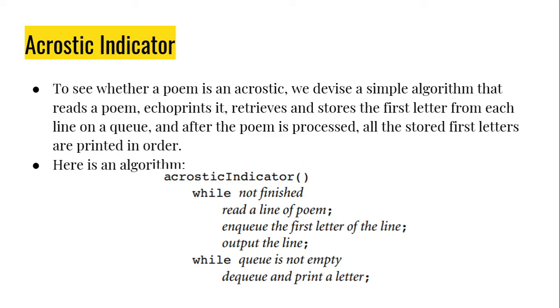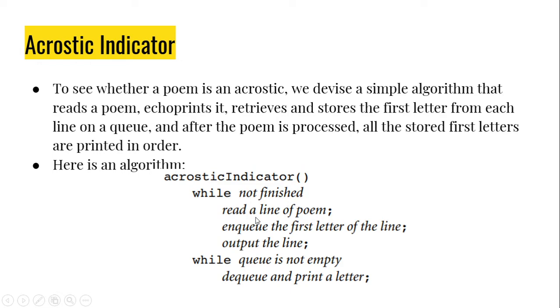We read the poem into the program, echo-print the poem, and retrieve and store the first letter from each line. We put it in our queue, and after the poem is processed, all of the stored first letters are printed in order. Now, this is a very simple algorithm. We call it the acrostic indicator.